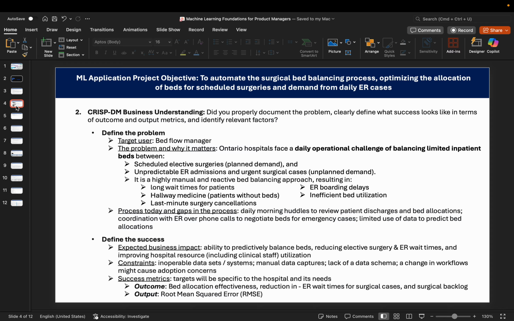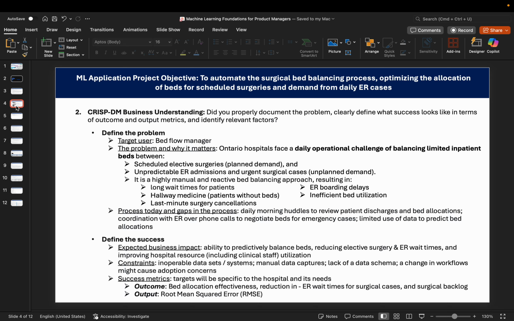The constraints here will be inoperable data sets, manual data captures that happen sometimes in Excel sheets, lack of data schema, essentially meaning data being captured slightly differently across different departments, which over the years has been standardized, so this should be less of an issue. And the change in workflows with a ML model will cause some tensions in terms of adoption, and it will be a change process, but taking the users along the journey in the design of the model itself will help with the adoption.